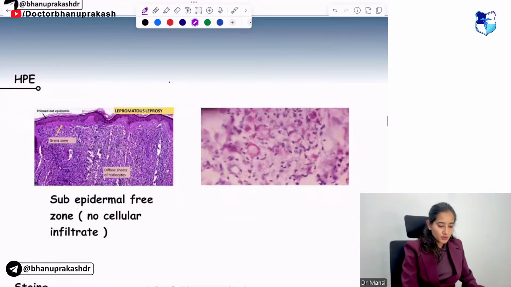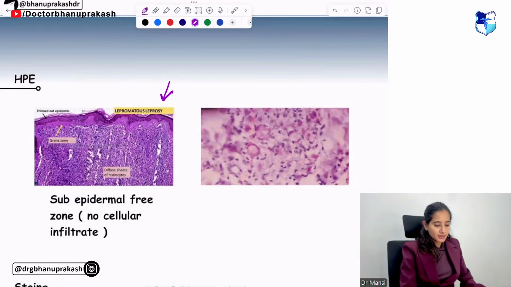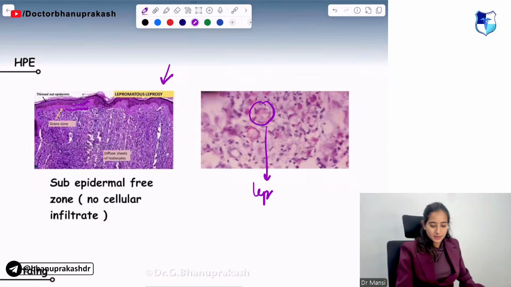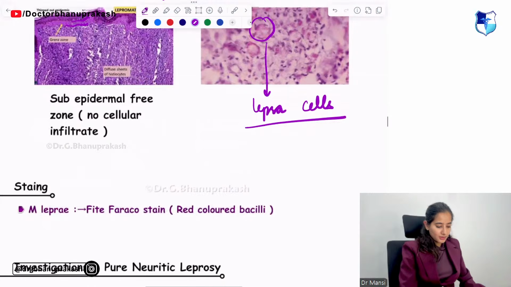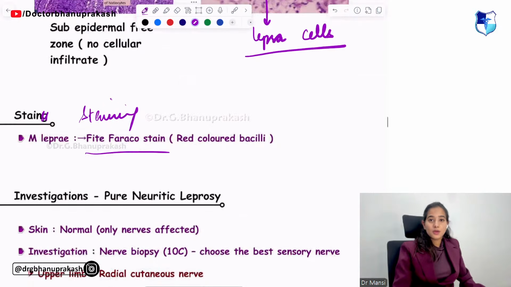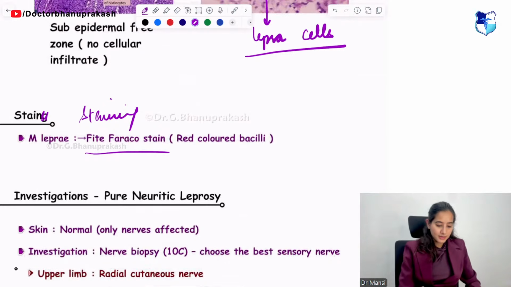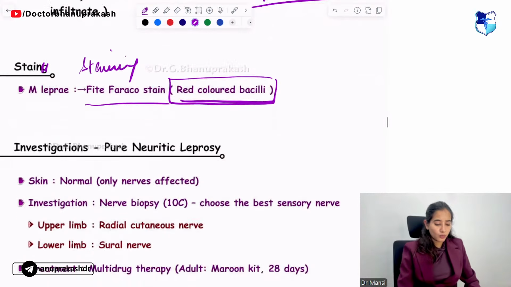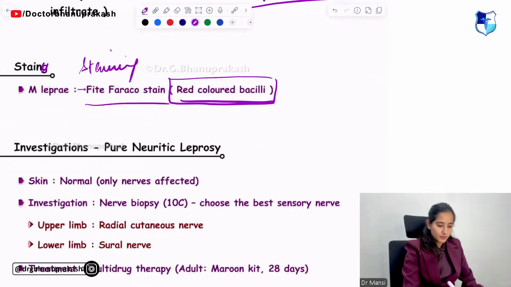Then histopathology, you can see the Grenz zone, and you can see the lepra cells. Then there is a staining technique, the Fite-Faraco stain, where the bacilli are seen as red colored bacilli. Now, how do you investigate for it?